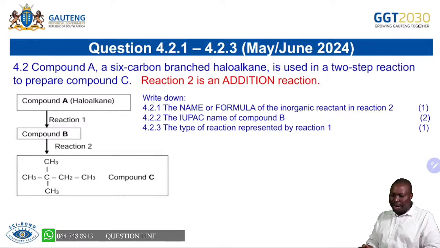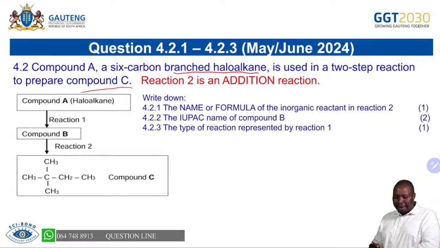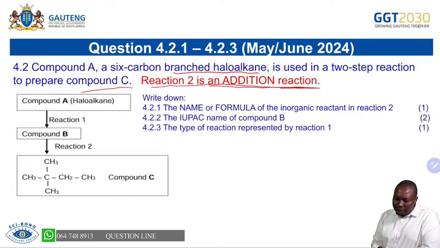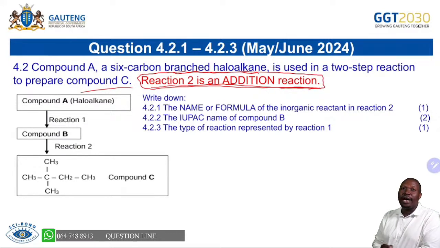Now we are saying this one is a branched haloalkane. That is our first one. It's not straightforward, it's a branch. Now, it's used in a 2-step reaction to prepare compound C. So you see those preparation. But they told you that reaction 2 is an addition reaction. You see, if you miss this statement, this question is going to be impossible for you to answer. That's why I was saying you must read, and you must read with understanding.